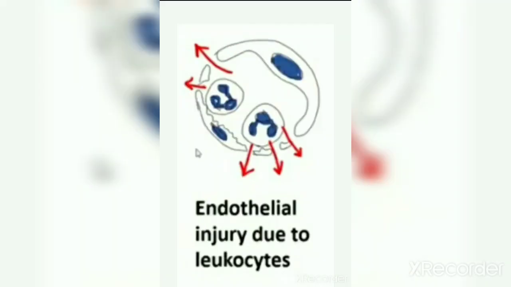So next will be leukocyte mediated vascular injury. The leukocytes adhere to the endothelium during inflammation and they themselves injure the endothelial cells. Here you can see the WBCs, the neutrophils basically, they adhere to the endothelium and damage it, and through the damaged portion of the endothelium there can be vascular leakage.